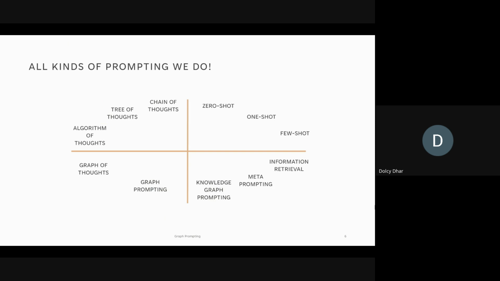Just to take you through a few types of prompting that we do. If you see on the right side, upper right quadrant, these are all example based prompting. So zero shot is no example. If you have very simple use cases like a Q&A, or just a small summary, you probably don't have to give examples for that. One shot is what we saw in the beginning of the webinar. The one shot is like one example that we specify.